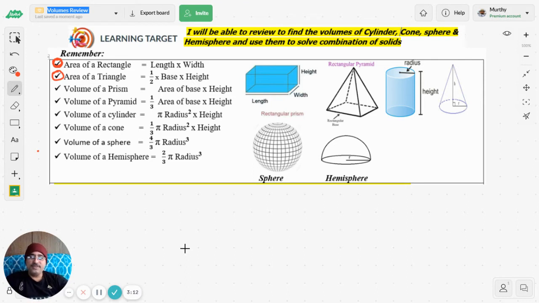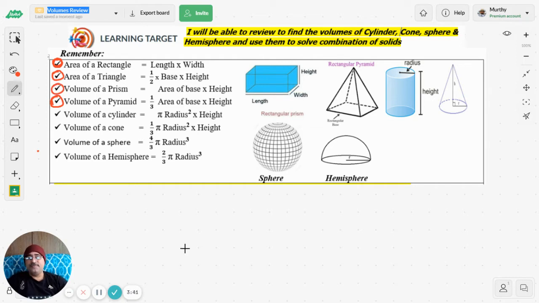Next, volume of prism. Please remember the difference between the prism and pyramid. If you take a pyramid, whatever the shape of the base may be, it ends up with a pointed tip at the top. Whereas in a prism, whatever the shape of the base, the top is one and the same. So that is a prism.